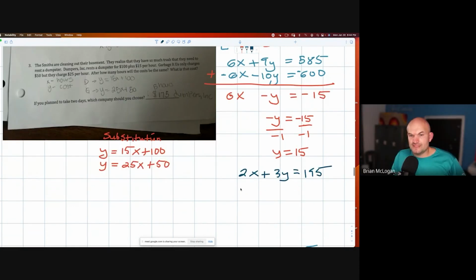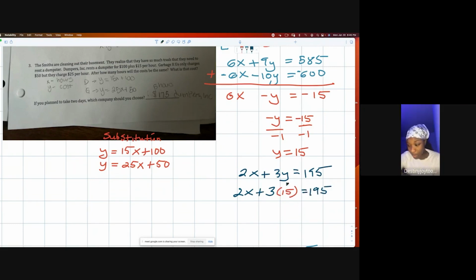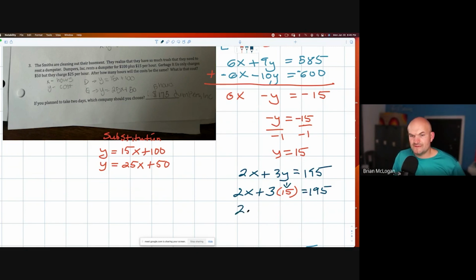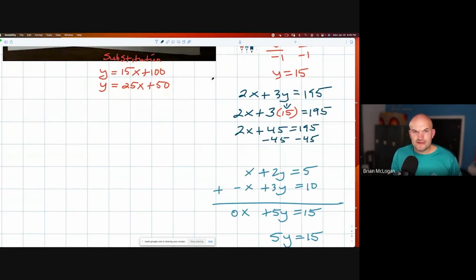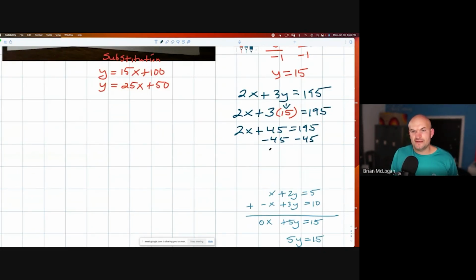Right. So what we can say is 2x plus 3 times 15 equals 195, and this is why I was doing this with the red. Do you see where that 15 came from? Yes, the y. So I have 2x plus 45 equals 195. Minus 45, minus 45. Oh no, I've run out of space. And then I have 2x is equal to 150, and then divide by 2, x is equal to 75. And then you've got your two points, your x and your y.